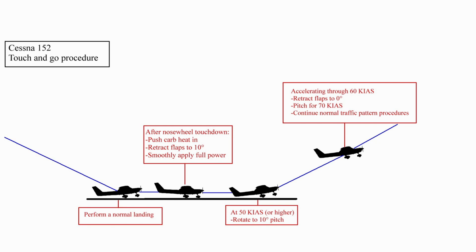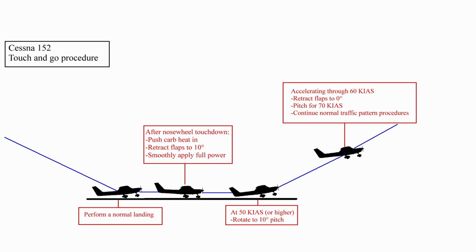As you're accelerating through 60 knots, it becomes basically a normal takeoff after this point. So you're going to retract your flaps to 0, pitch for 70 knots, and again trim to maintain that 70 knots. And then you can either continue the normal traffic pattern procedures, turning your crosswind at 500 feet above the field, or you can depart the area and as you're climbing through 1,000 feet, get your lights off and run your after takeoff checklist.